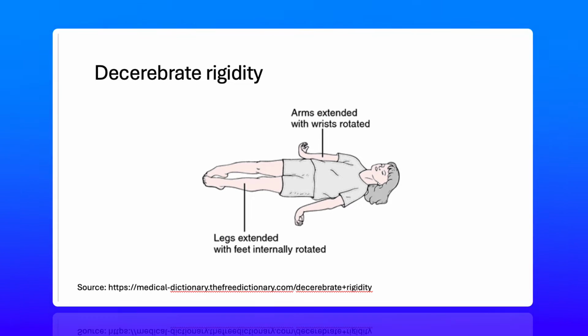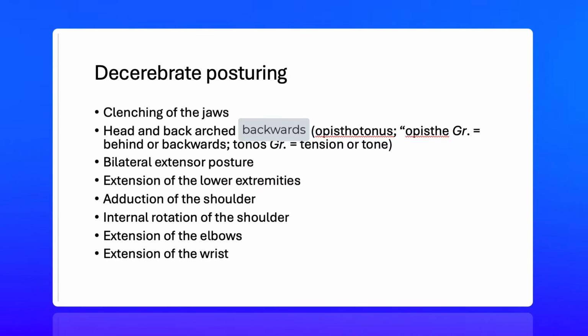I am sure that all of you have seen a patient with decreased consciousness with an extensor posture or decerebrate rigidity. The characteristic of decerebrate rigidity is extension of the upper and lower limbs. The other features of decerebrate rigidity include clenching of the jaws, opisthotonus, adduction of the shoulders, and internal rotation of the shoulders.